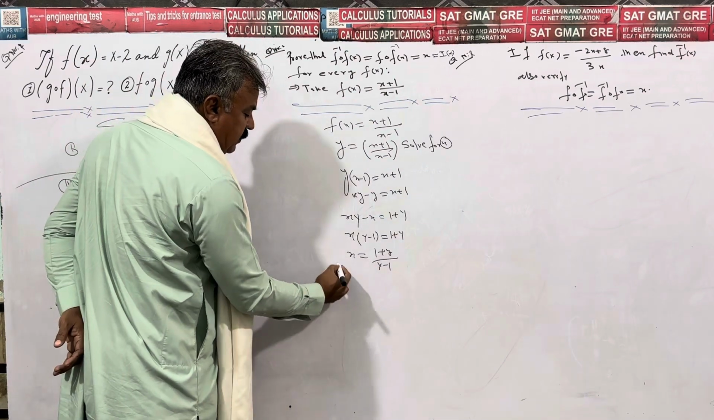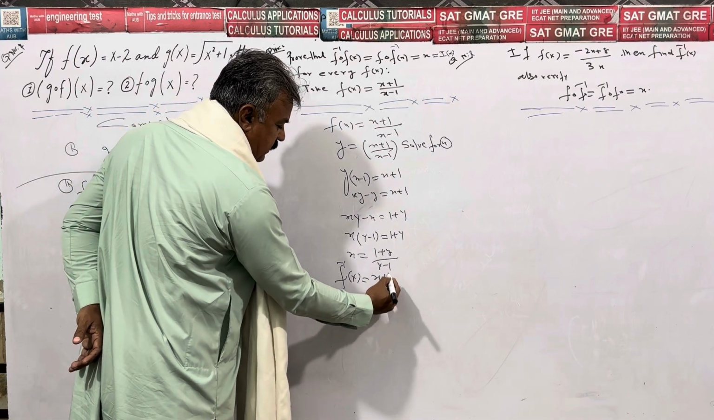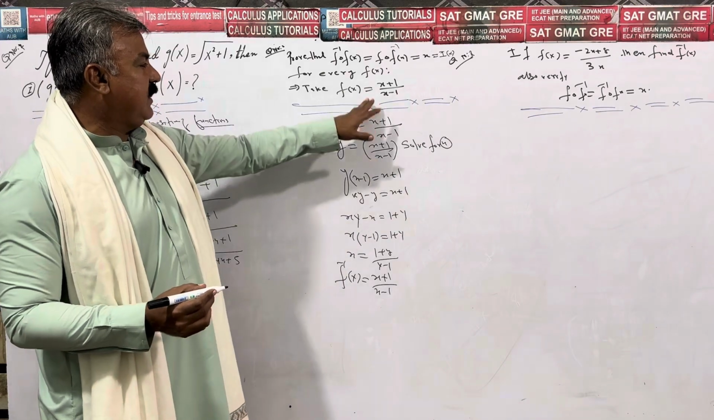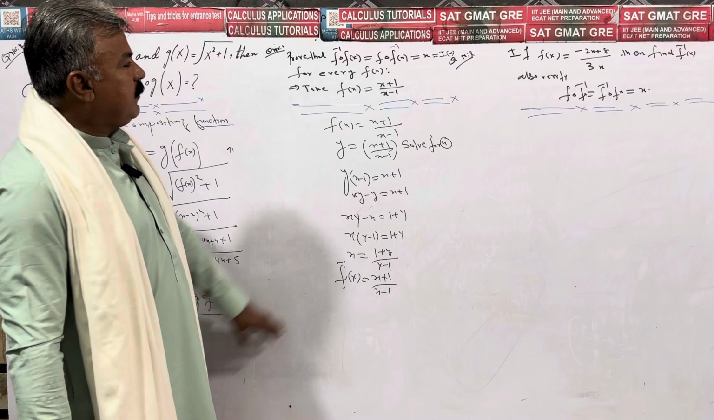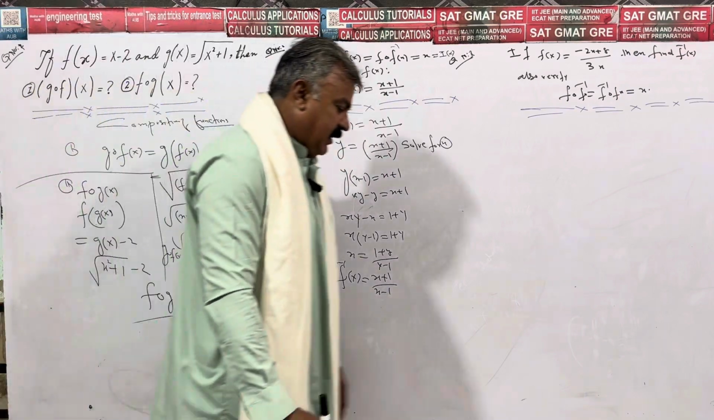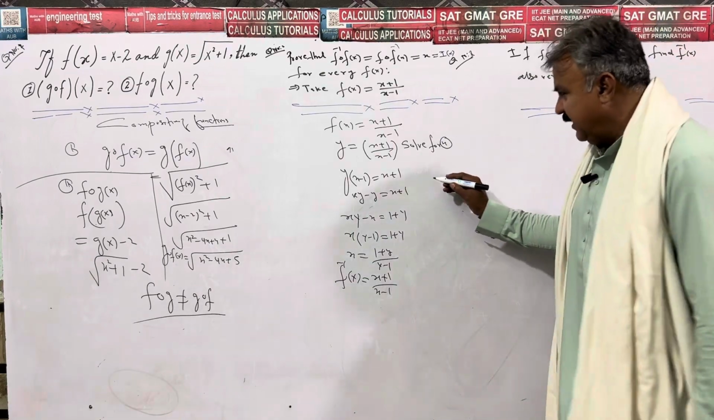Switching the dummy variable to x again, our inverse is x plus 1 over x minus 1. That is, our inverse is also the same. Function and inverse are both equal. Now we have to prove that their composition is equal to x. Their composition results in the identity function.